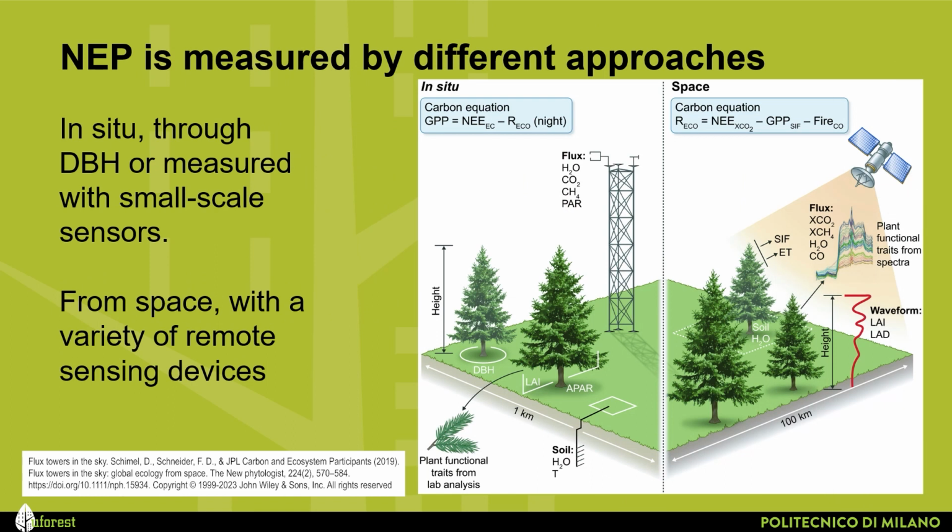But how to measure this so important variable for understanding carbon cycle in forests? Indeed, net ecosystem production is now measured by different approaches. Carbon exchange can be measured at flux tower and global scales with very different spatial grains and extents and with different partitions of fluxes. For example, flux towers have footprints of approximately 1 kilometer, while satellite inversions resolve hundreds of kilometers. Flux site scale measurements are made directly in situ, for example, using DBH or with measures with small scale sensors. In contrast, space ones are done with a variety of remote sensing instruments.